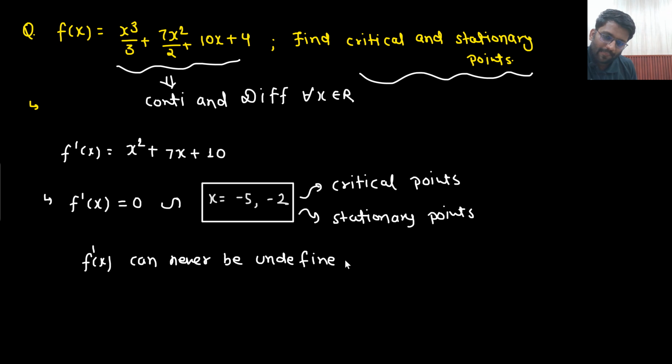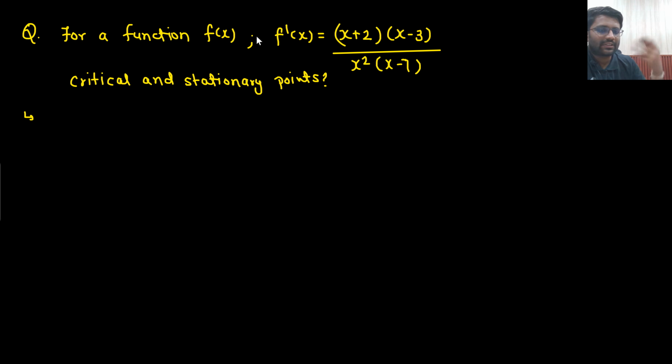Okay, so critical points are same as stationary points here, and most of the times this is the condition we will be getting. But what if for a random function f x, I don't know what is f x, but f dash x is given by this particular expression. This is your expression of f dash x. You need to find out the stationary points and the critical points.